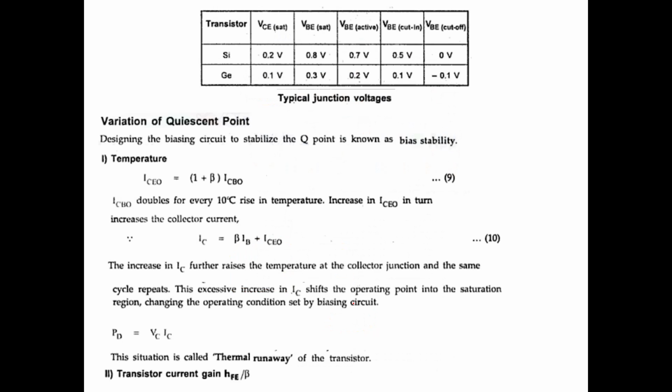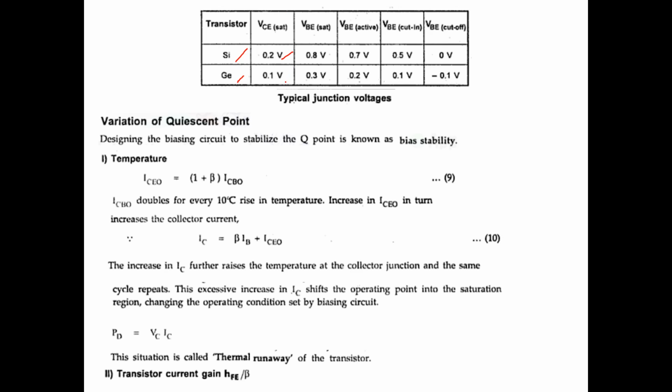Okay, next you have to understand what is VCE saturation, VBE saturation, VBE active, VBE cut-in, VBE cut-off, all these things. Let us have a small discussion over this. Using a small table, we have the two types of transistors, which can be constructed using silicon and germanium. Just go through this one: 0.2 volts for VCE saturation.